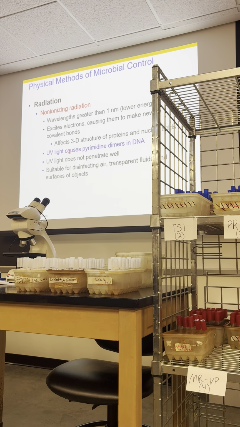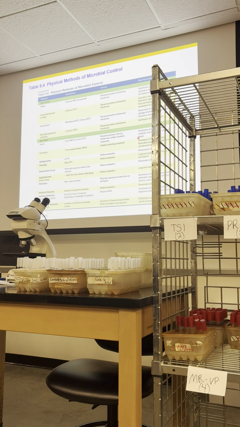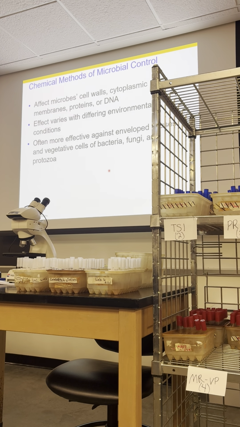So essentially what this does is it creates little kinks in the DNA, fuses adjacent nucleotides, and when you're trying to reproduce, those kinks lead to mutations, and it causes all sorts of problems. So this is why you should wear sunscreen. It damages us, damages the bacteria. Okay, and this just sums up everything.